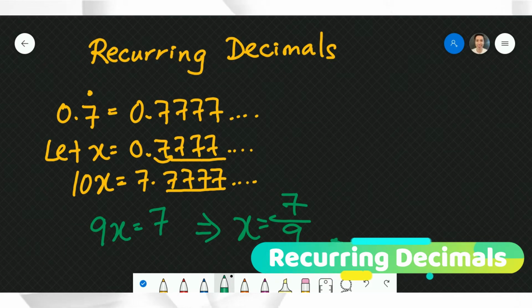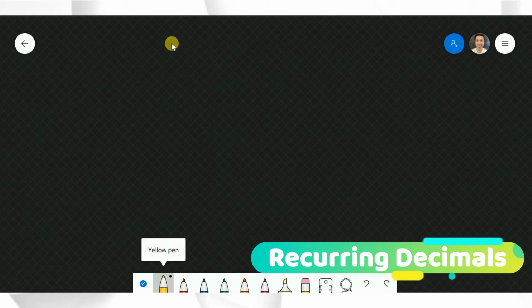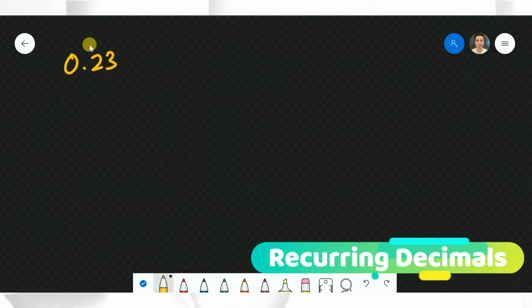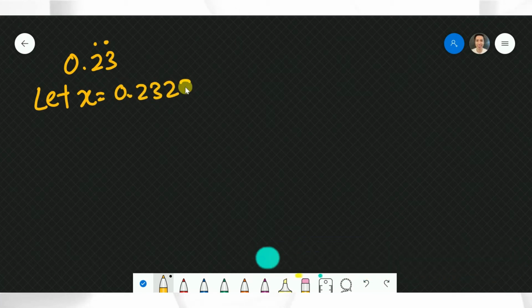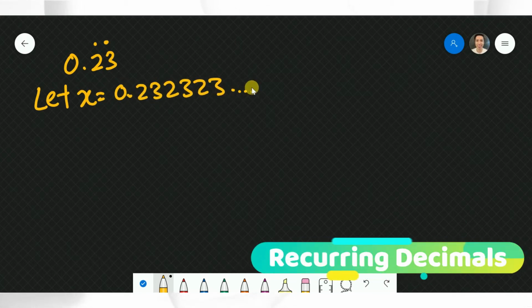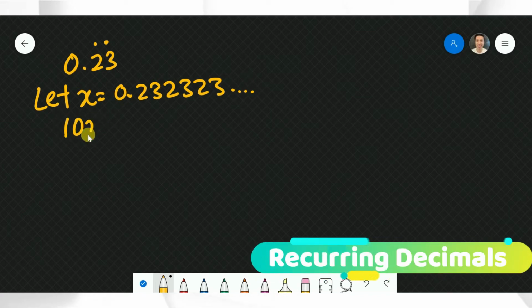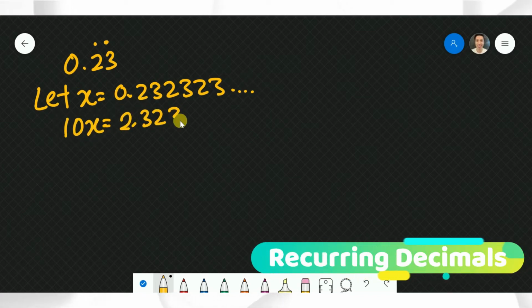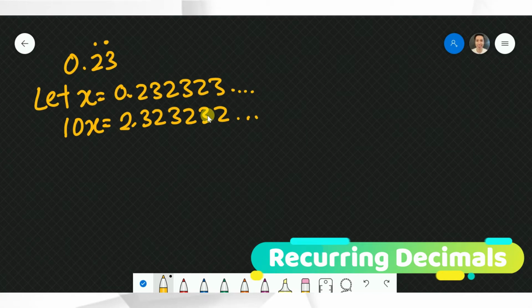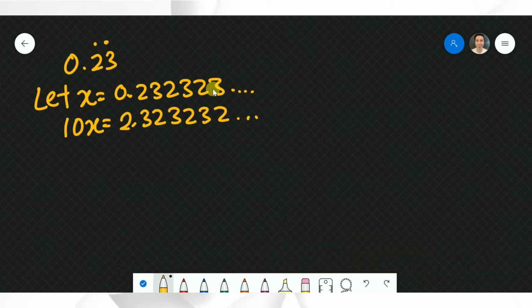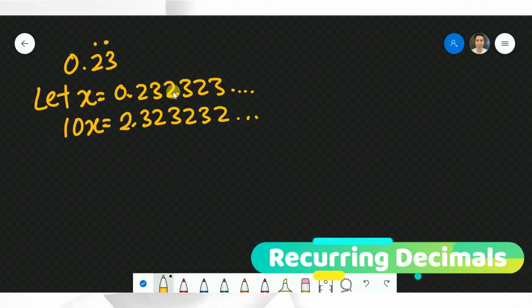Alright, our next example here. What about 0.23? Okay, 2 and 3 are repeated. So we can let x equal to 0.232323 and so on, right? Next, as usual, we find 10x. So 10x will be 2.323232. Okay, so we times the first equation with 10. Okay, so we know that this 323232 cannot minus with 232323 completely, right? Meaning that we cannot make it to 0 at the back here, isn't it?